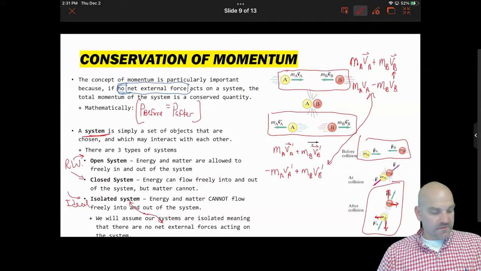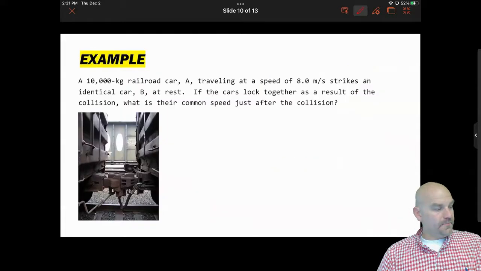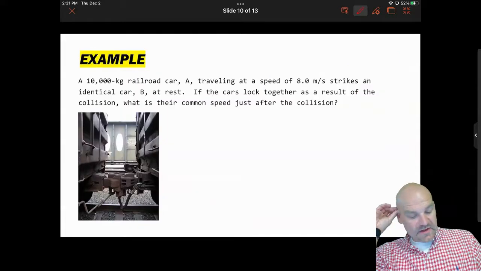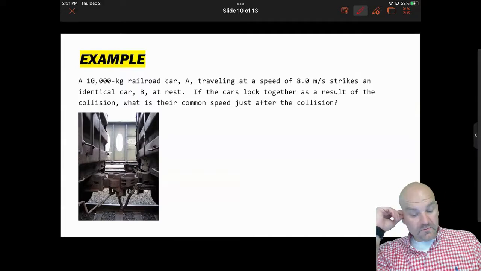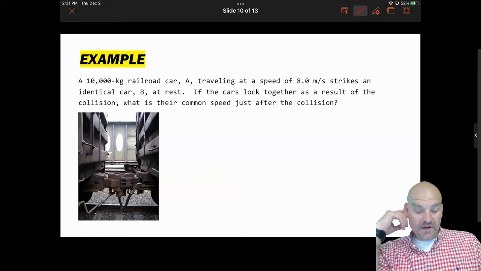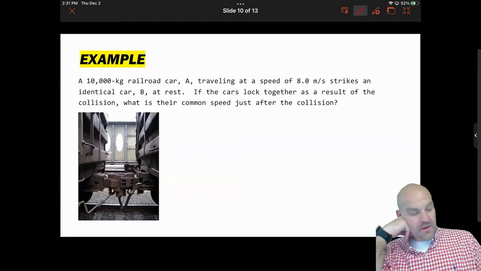All right, so let's look at 2 examples. Okay, so the first example, you have a 10,000 kilogram railroad car traveling at a speed of 8 meters per second, striking an identical car which is at rest. If the cars lock together as a result of the collision, what is their common speed just after the collision?